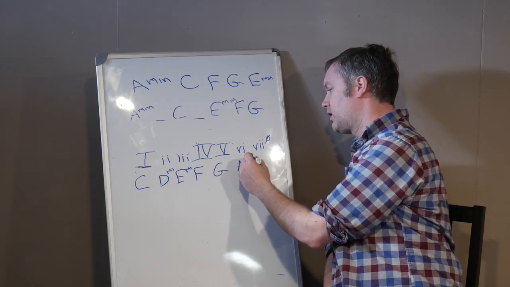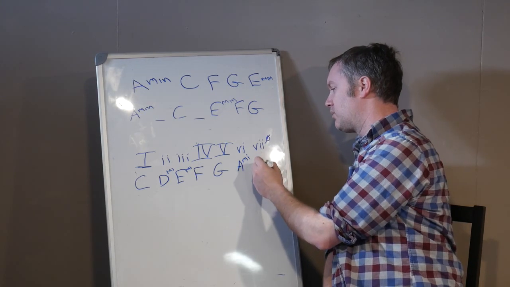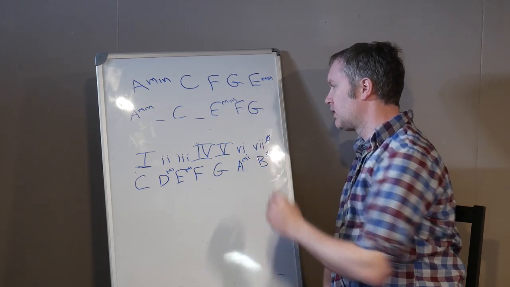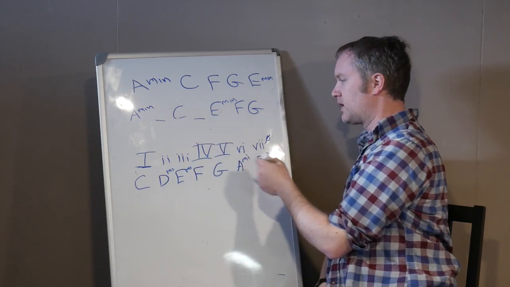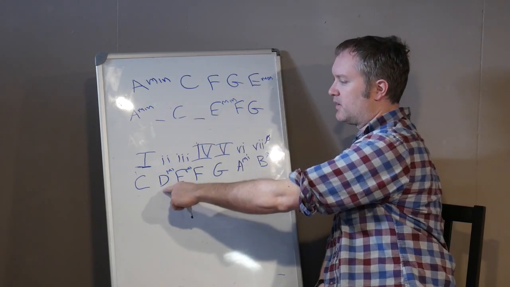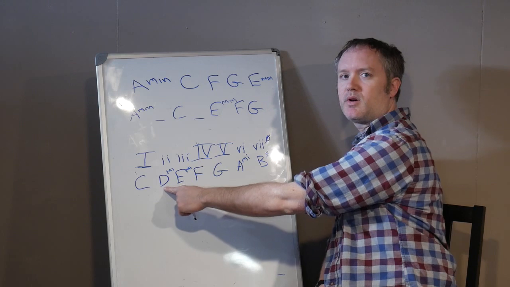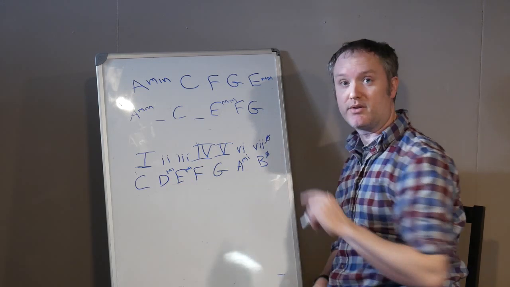A minor chord here, and the B half diminished. Notice that that doesn't exist in this song, right? So that's our blank space. The other blank space is this D minor chord. So there's no 2 chords in Bad Romance, there's no 7 chords in Bad Romance.